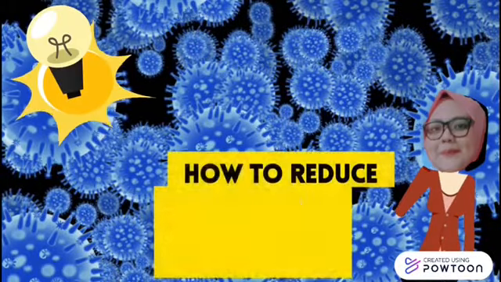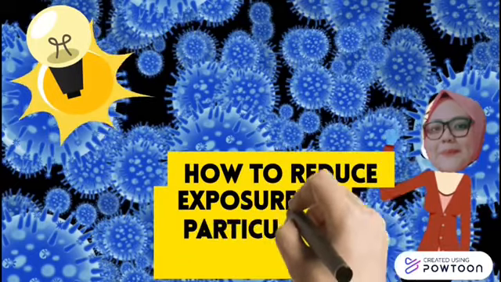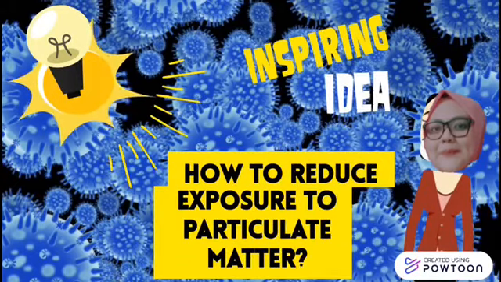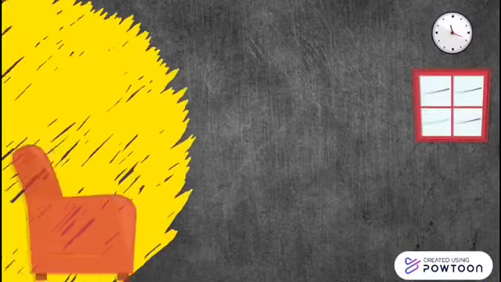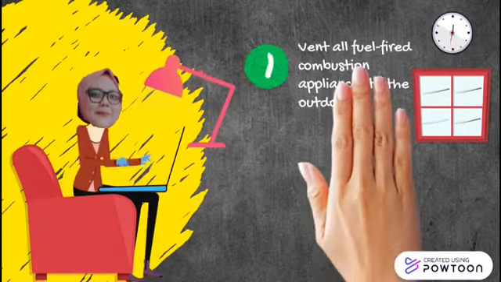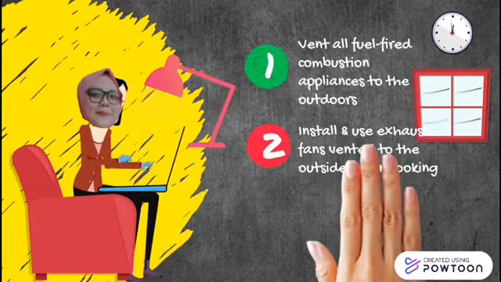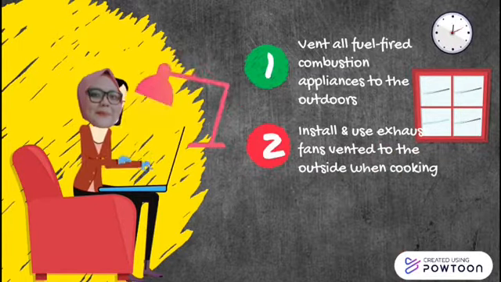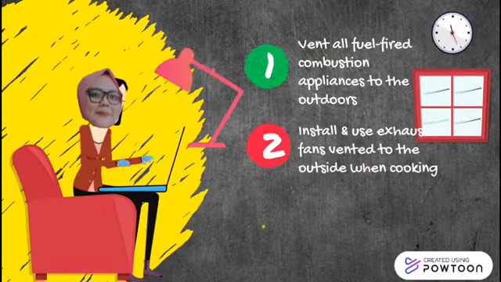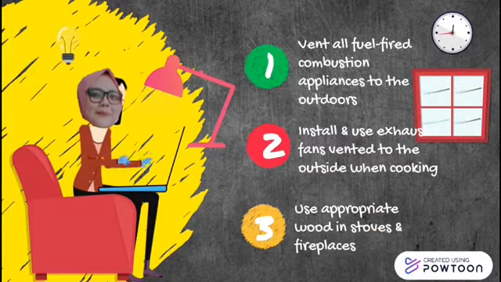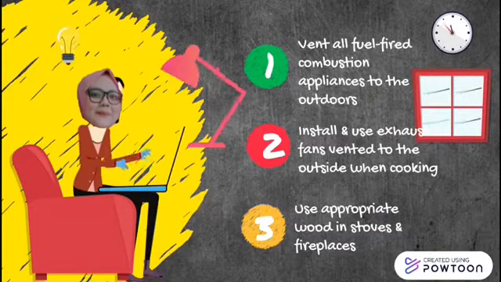Do you know how to reduce exposure to particulate matter? First, vent or purify commercial appliances to the outdoors. Second, install and use exhaust fans vented to the outside when cooking. Third, use appropriate wood in stoves and fireplaces.